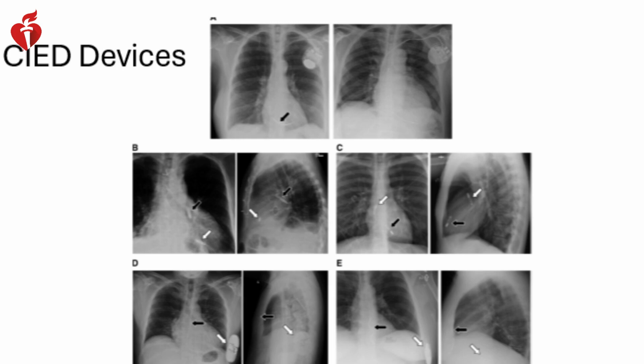And then panels B, C, D, and E show some of the new devices that have come out since the last guidelines were written by the HRS and anesthesia and AHA groups. Leadless pacemakers, the panel B, and dual chamber leadless pacemaker on panel C, the subcutaneous ICD in panel D, and the extravascular ICD in panel E.